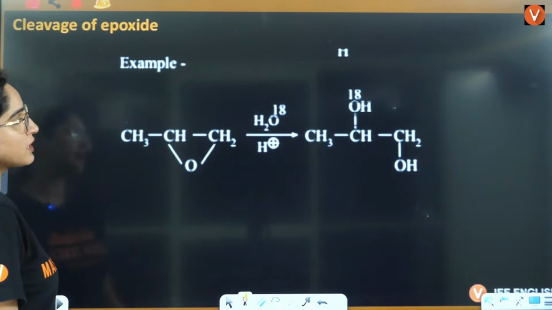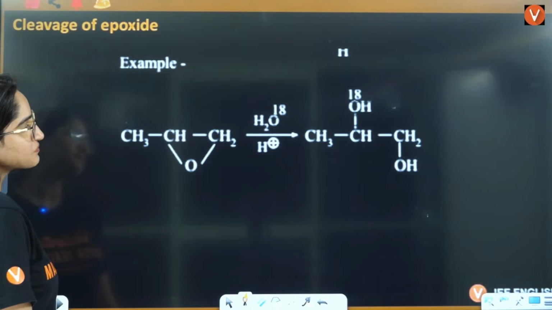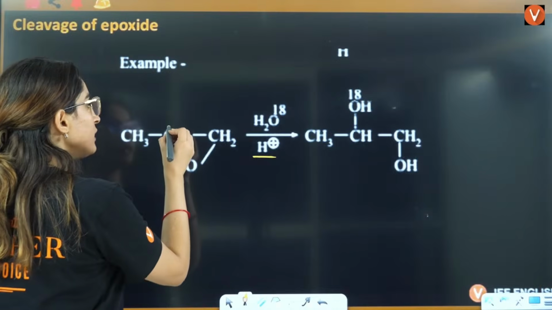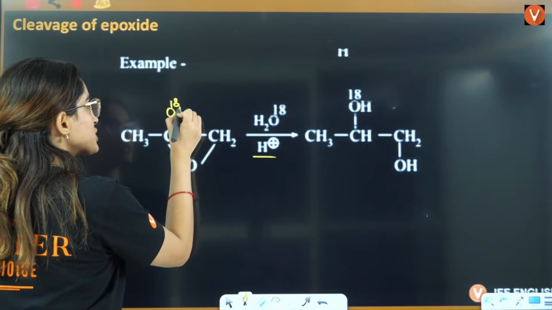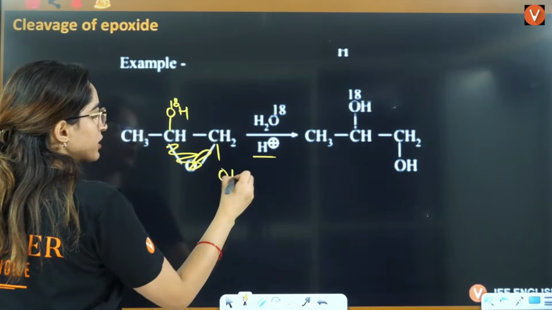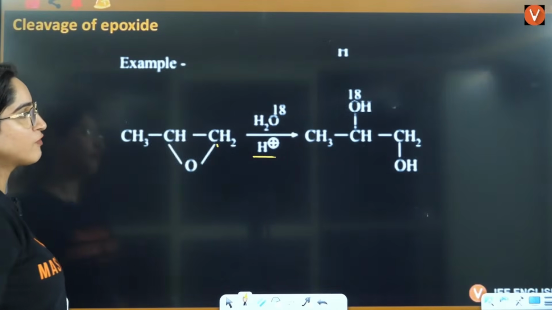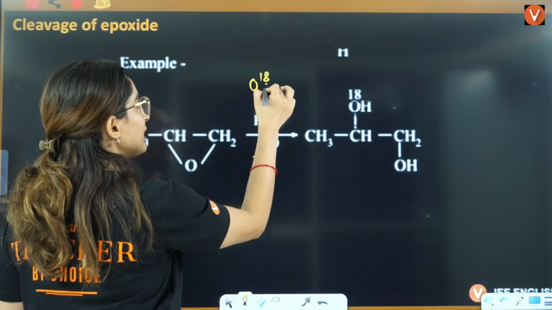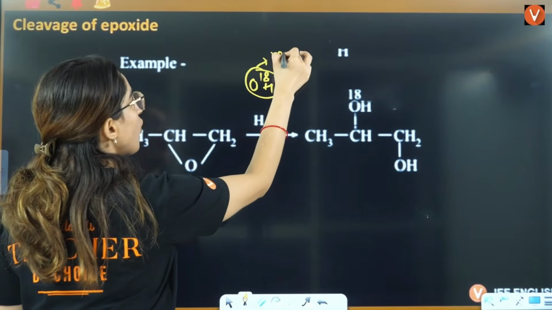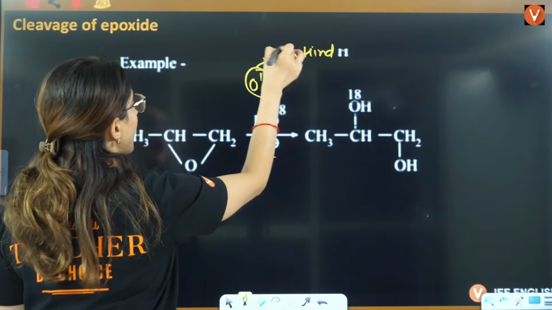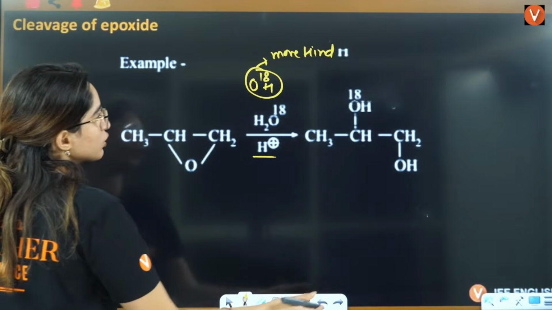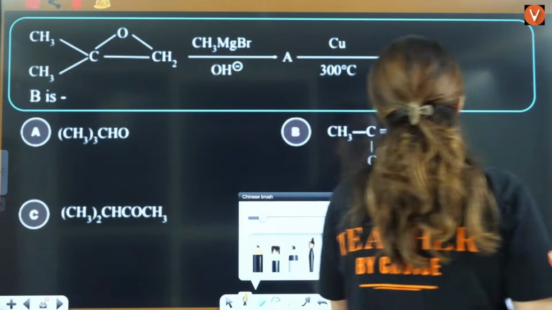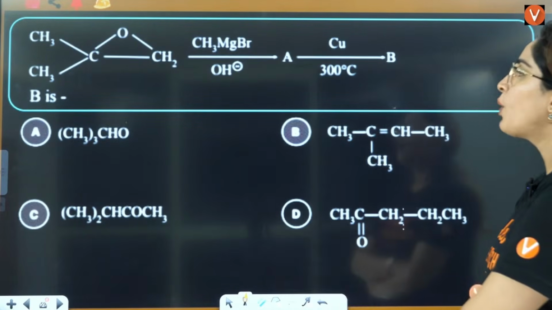Example is this one. Here we can see that this is H positive. That means this is acid catalyzed. So what will happen? O18H will attack here and this will form OH here. So this will be the answer that you will have. Because here the nucleophile that you will have is O18H. But that will attack on the more hindered carbon, that is this carbon. Okay, because it follows the SN1 mechanism. Right, everybody? Let's see this question here, that is, you have an epoxide.